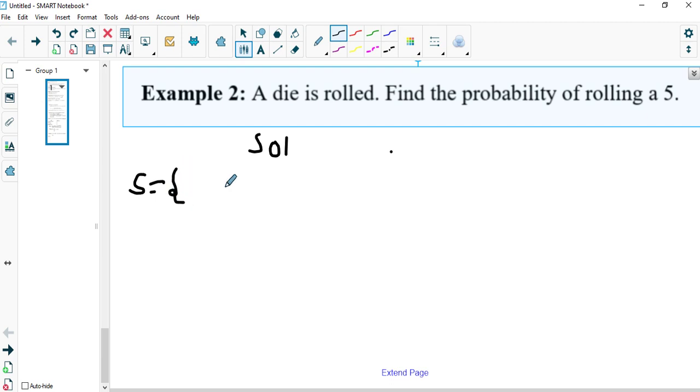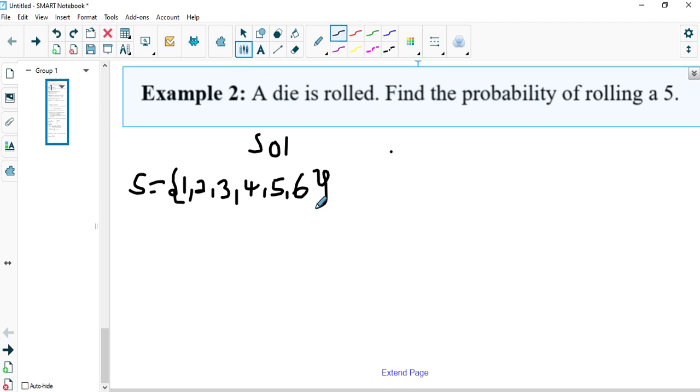So if you roll a die, what is the list of all possible outcomes? If you roll a die, there's a chance of getting a 1, a 2, then 3, then 4, then 5, then 6.